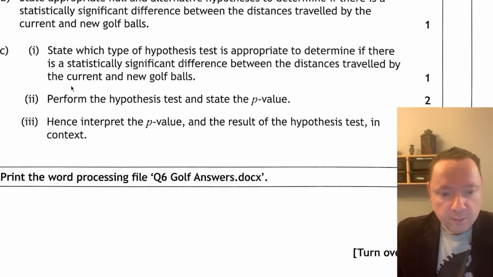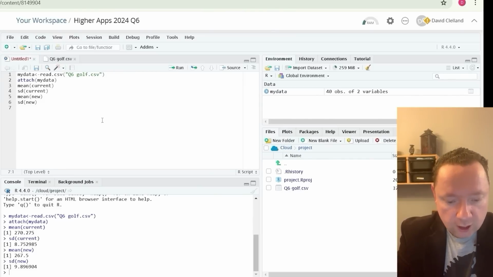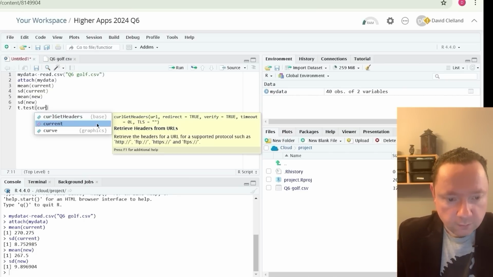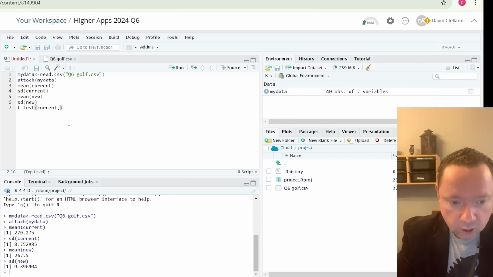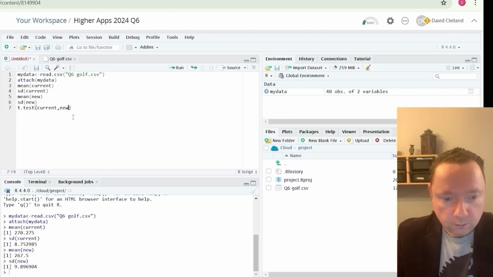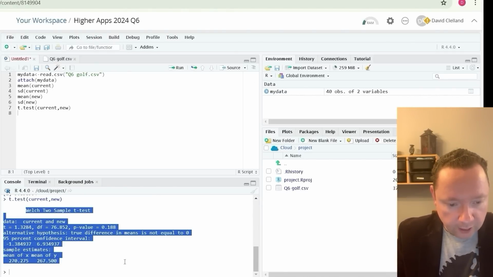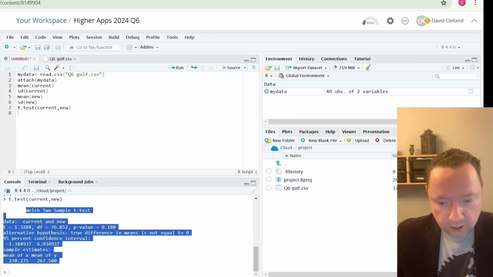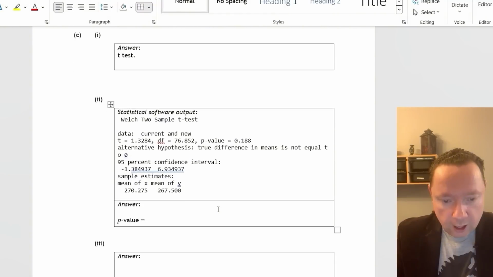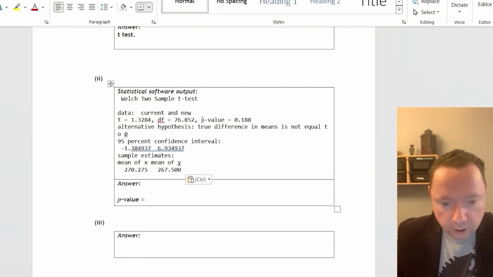Now it says, perform the test, state the p-value, interpret the p-value. So let's go back to RStudio, t.test, and it was called current, and it was called new. Pretty sure that's how you do it. Control Enter. So we get our Welch two-sample t-test. We can copy that over as a statistical output. And we want the p-value. There's our p-value there, 0.188.